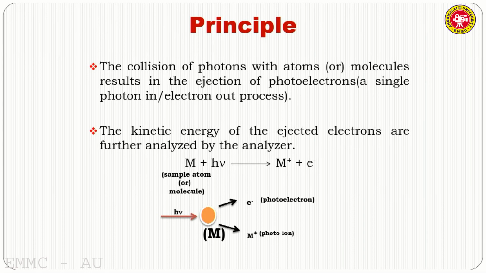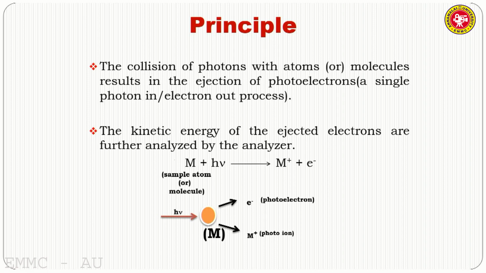The basic principle of this technique: here the collision of photons with atoms or molecules results in the ejection of photoelectrons, that is, it is simply called a single photon in and electron out process. The kinetic energy of the ejected electrons is further analyzed by an analyzer. Here this principle is given in the form of a picture.